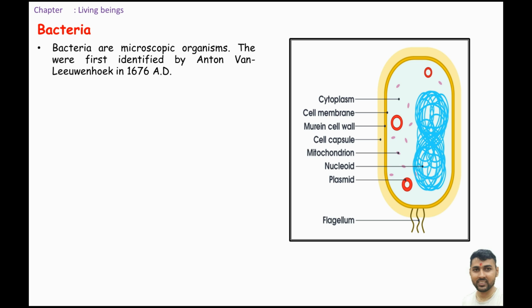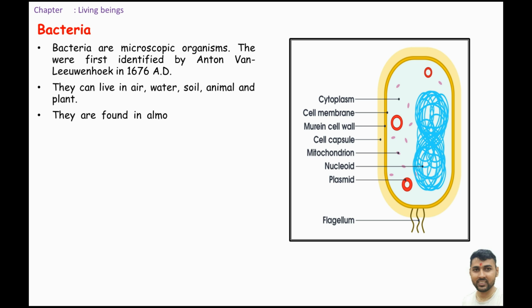P-R-O-K-A-R-Y-O-T-E-S, prokaryotes, because they have a primitive type of nucleus, not a developed nucleus. They can live in air, water, soil, in the body of animals, plants, everywhere. They can survive even in cold climate and even in hot climate. They can survive inside the body of living beings and even outside the body of living beings.